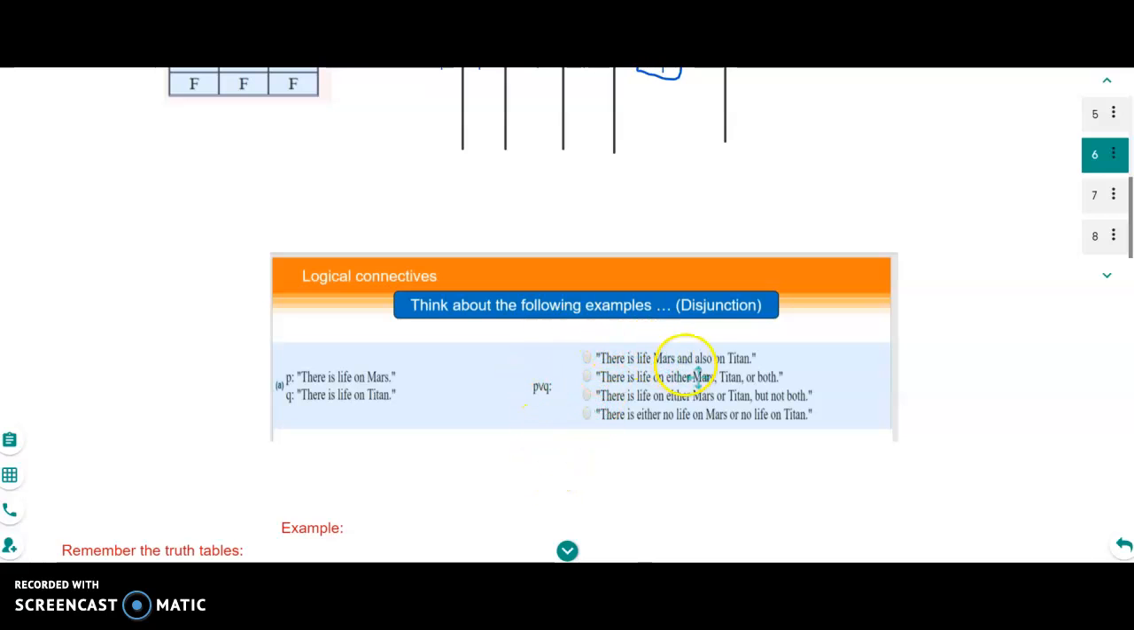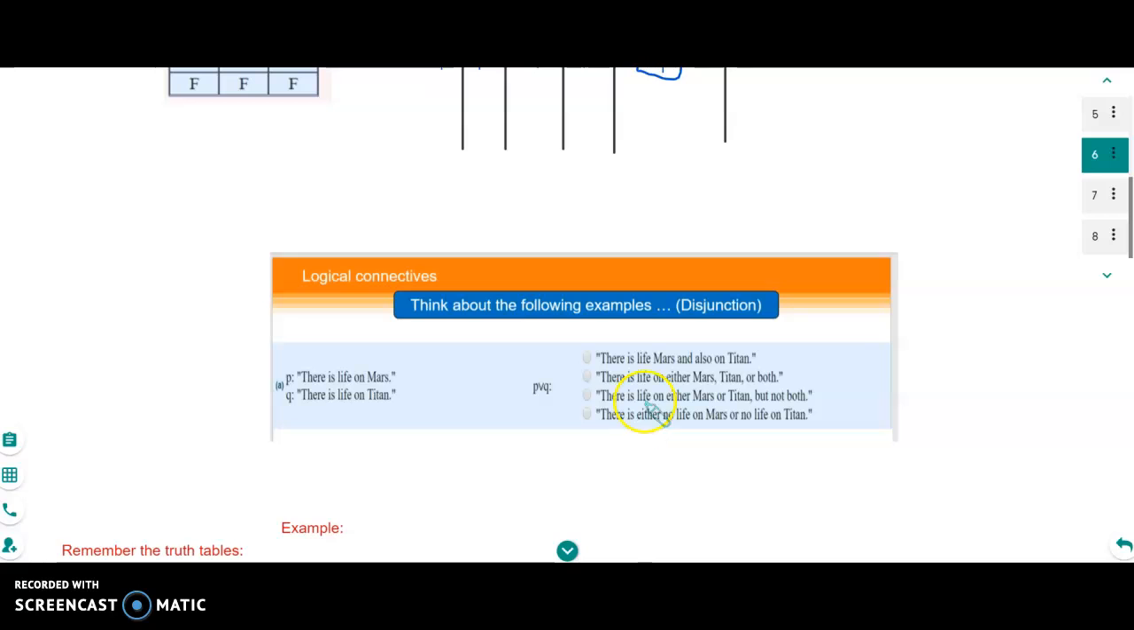There is life on Mars and also on Titan. Here we have the word and. This is not possible, because this is not and, this is or, the disjunction. Next: there is life on either Mars, Titan, or both. Next: there is life on either Mars or Titan, but not both. Then: there is either no life on Mars or no life on Titan. These are denying this.